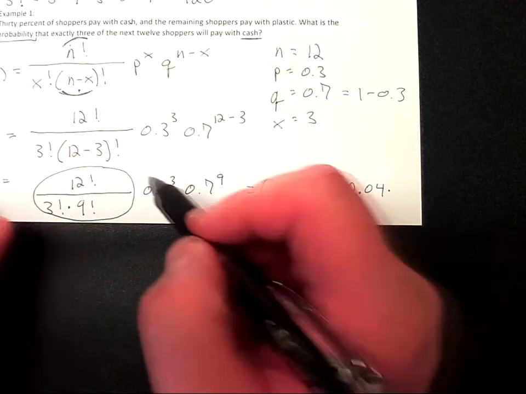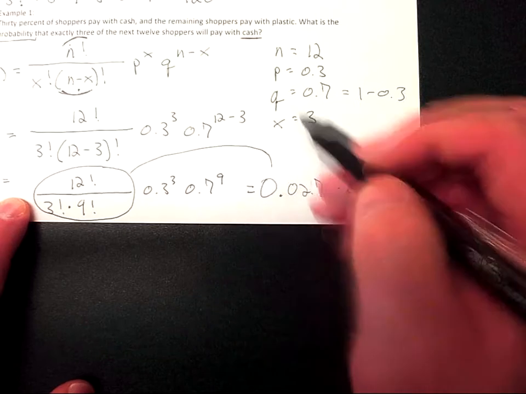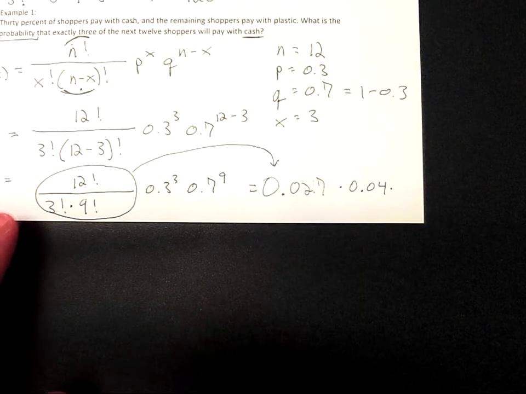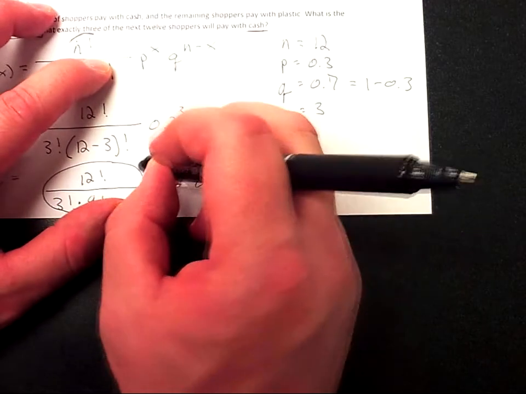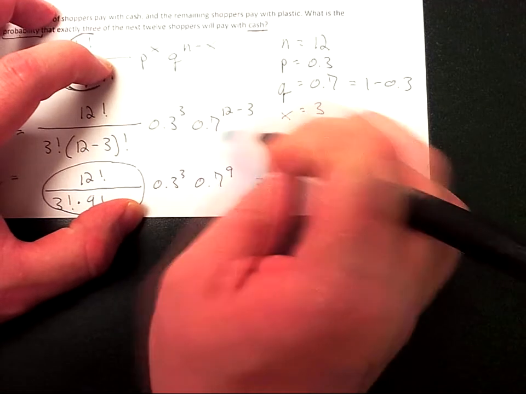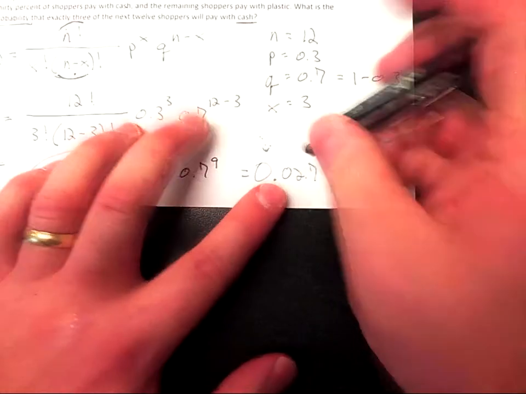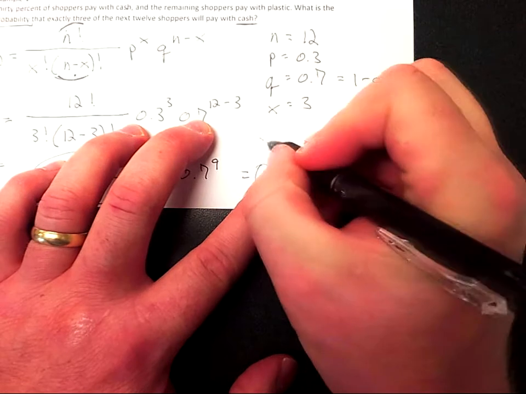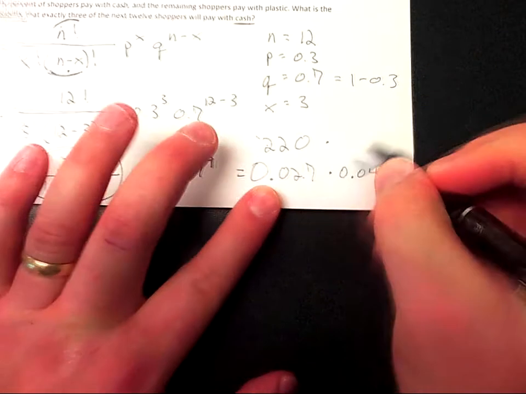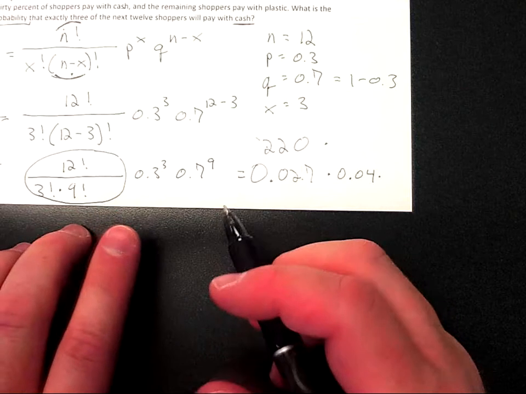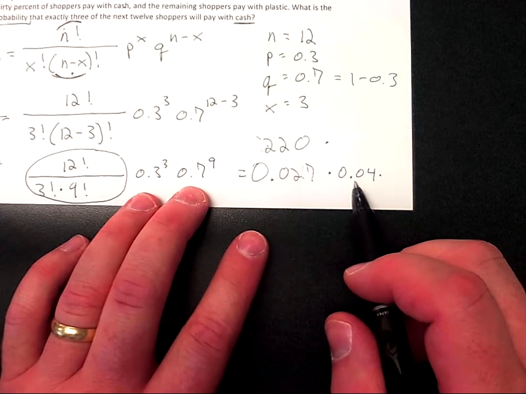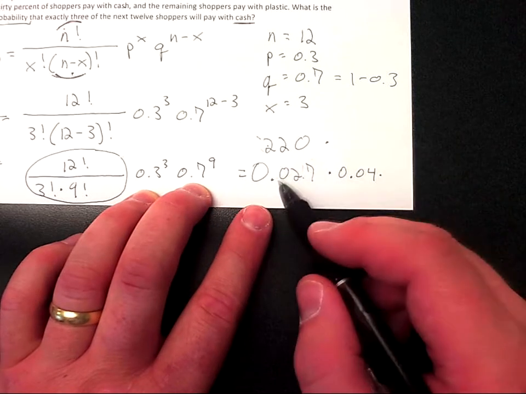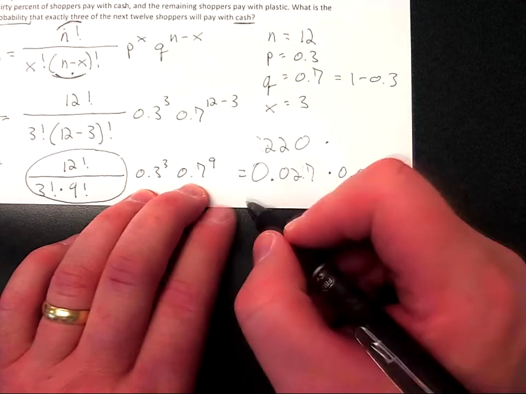All right. So let me make sure I'm on the right track. This thing in the circle, this is this? No. No. 0.027 is 0.3 cubed, and then in the circle is 220. 0.04. Ah, that makes sense. All right. In the circle is 220 times, and that makes sense. That 0.3 cubed is 0.027, and then 0.7 to the power of 9 is 0.04. So then I'm going to have 220 times 0.027 times 0.04.